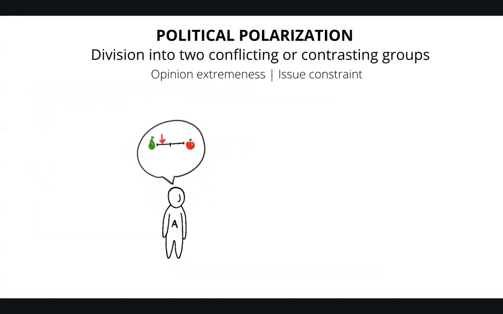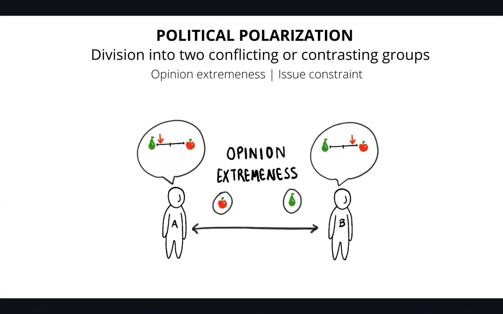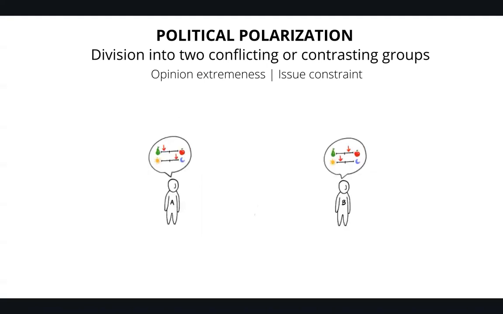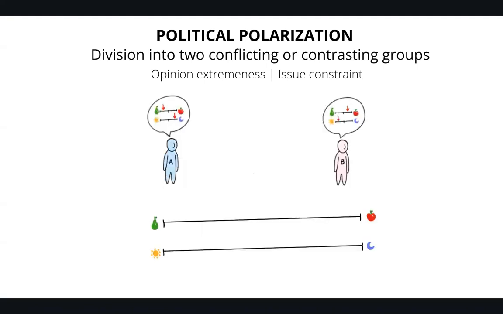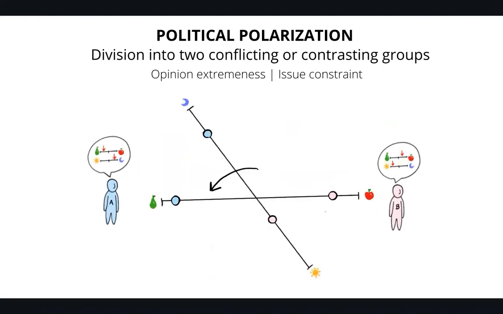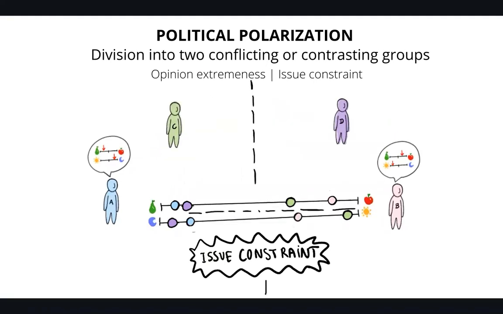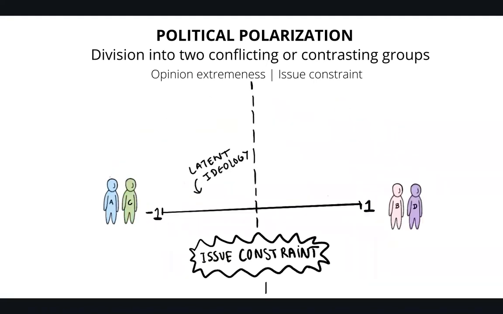Political polarization is defined as the division into two conflicting or contrasting groups regarding political issues. It's not only about opinion extremeness, which quantifies how extreme is the distribution of positions on various policies, but also needs something called issue constraint or correlation. How are positions on different policy issues correlated with each other, or how easy it is to merge the policy dimensions into one single dimension?